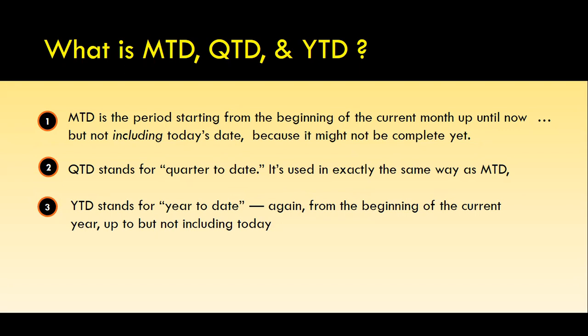Let's say you are in the third quarter, today is June 28th. If somebody is asking what the quarter to date sales are, in that case it is May 1st to June 28th. That is your quarter to date sales.